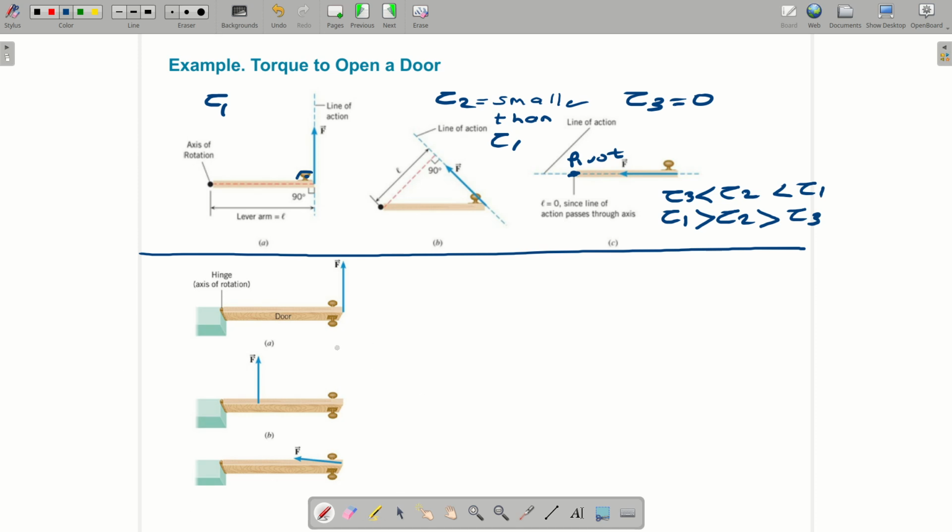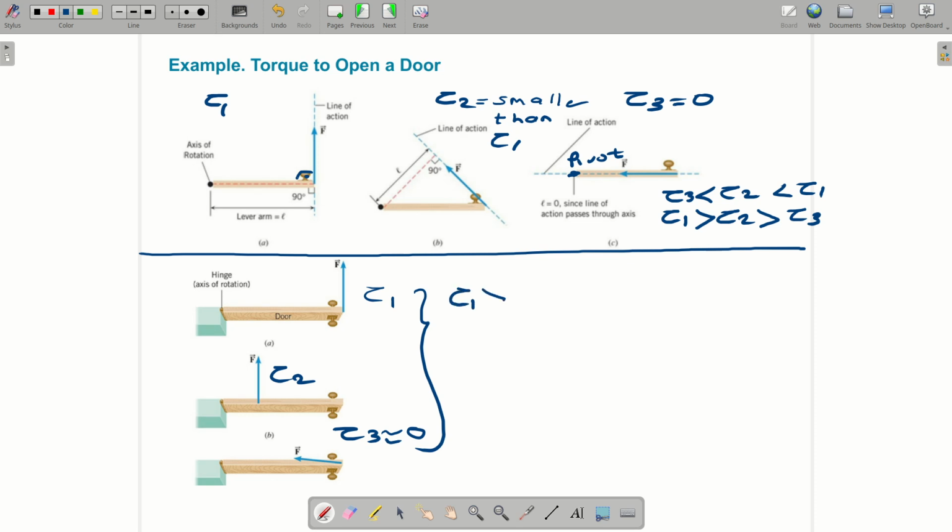Similar situation here. This guy would be larger. This guy would be a little bit smaller. And tau 3 is almost 0. I can guess that would be the smallest one. For a perfect comparison, I would need to know the values. But I know F is the same value here. This guy is almost parallel, means it's close to 0. So it's still the smaller. So I would have the same comparison.